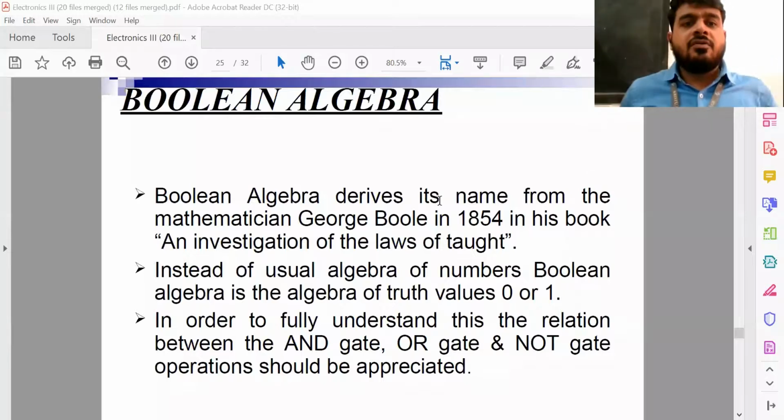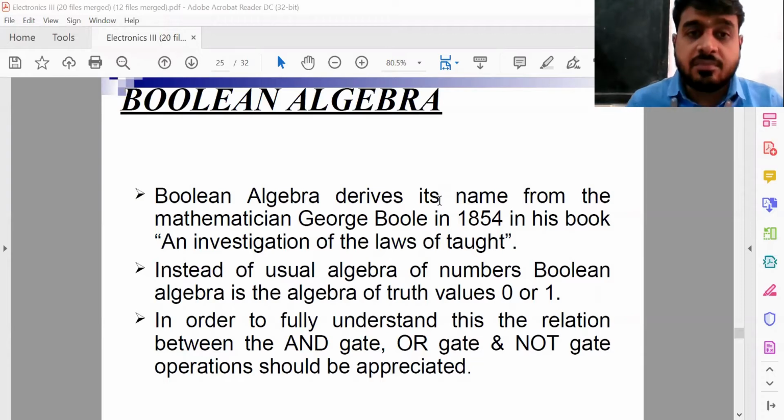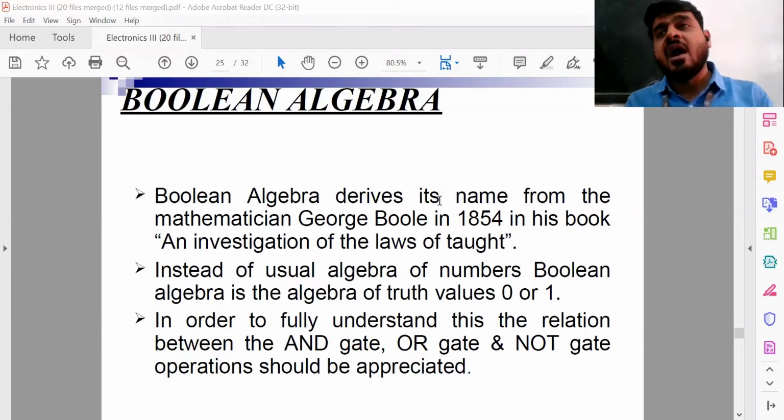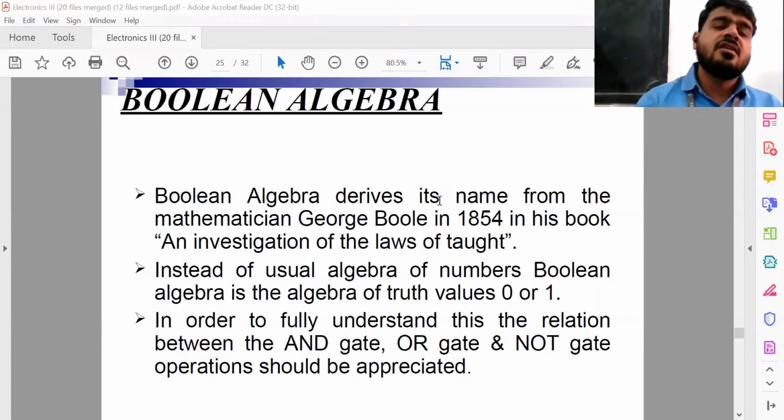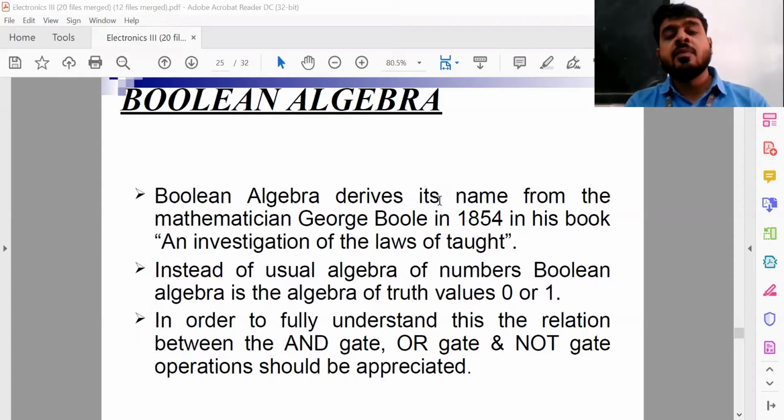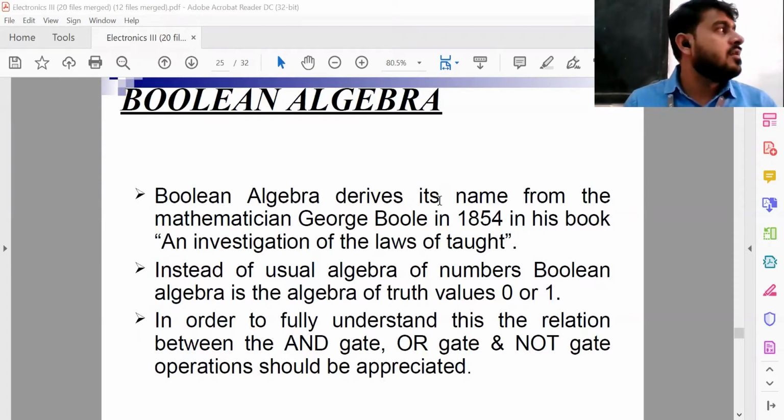After understanding the basic gates AND, OR, NOT, we will go for Boolean expression and Boolean algebra. After that, we'll start understanding the concept of universal gates, which are NAND gate, NOR gate, and XOR gate. So first we'll understand what is Boolean algebra, Boolean expression.